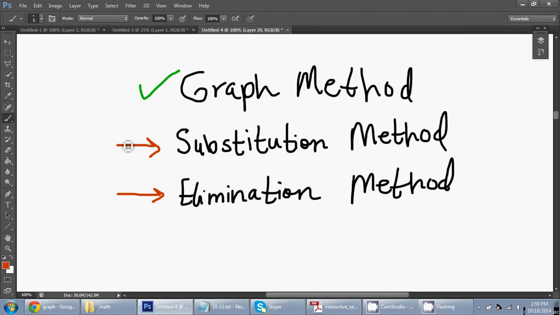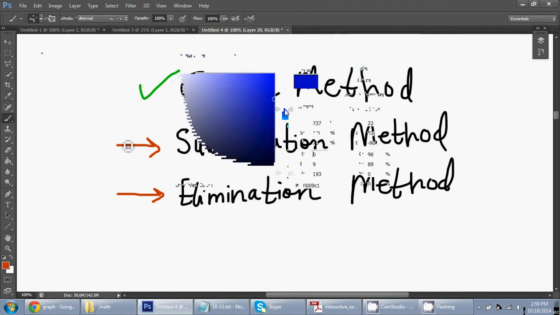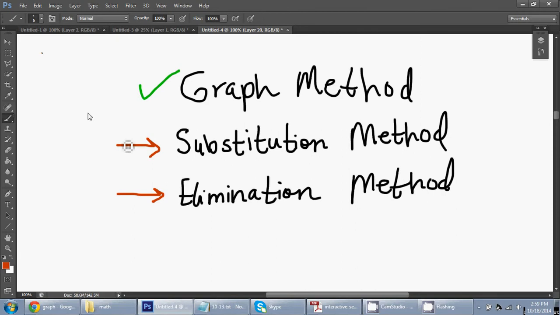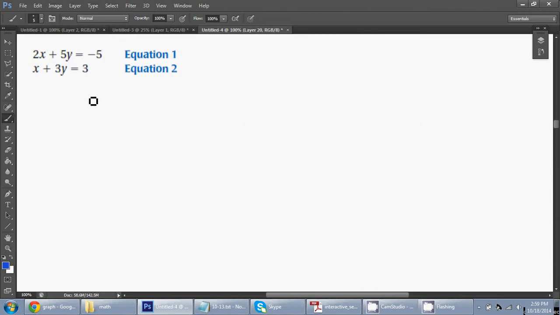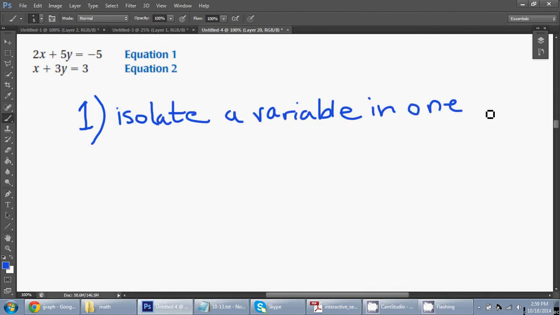To solve this set of linear equations using the substitution method, step 1 is you get one of the equations and isolate a variable. For example, in the second equation we're going to get the x alone because that looks easy. So step 1, isolate a variable in one equation. That's the first step.